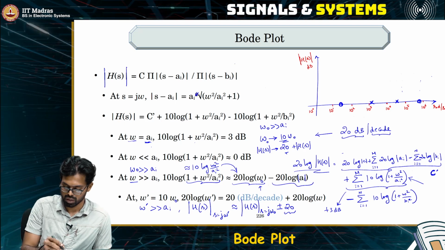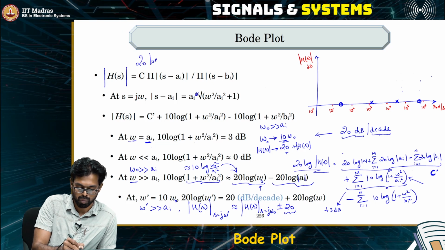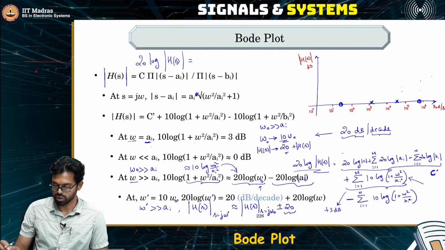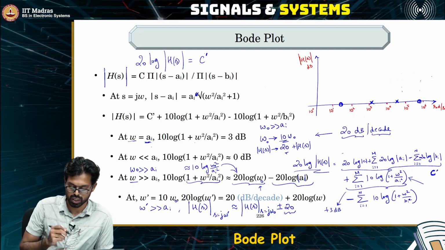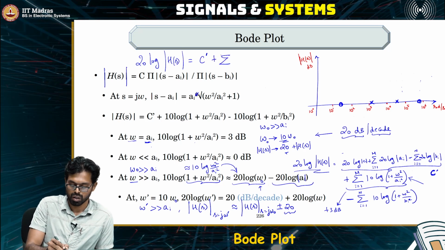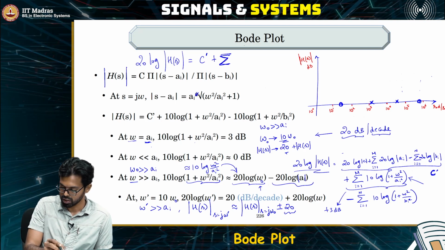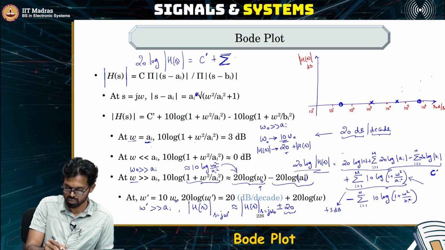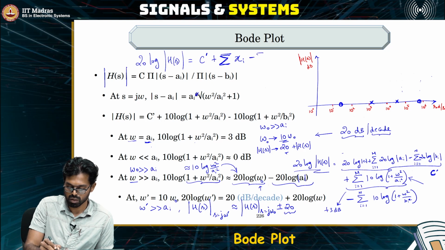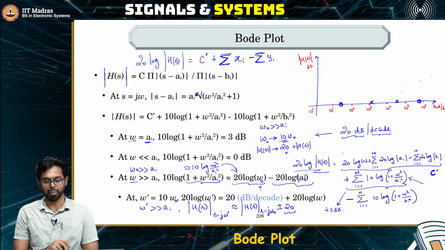So what is the magnitude? The magnitude that we are plotting here, that is 20 log of the transfer function, is equal to some constant c dash plus some contribution due to zeros, let us call that xi, minus some contribution due to the poles, yi.